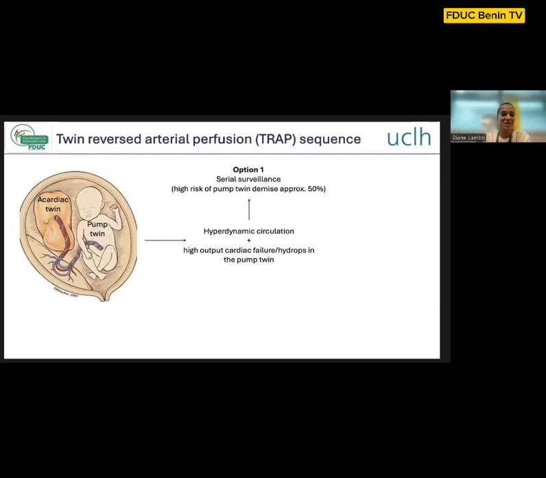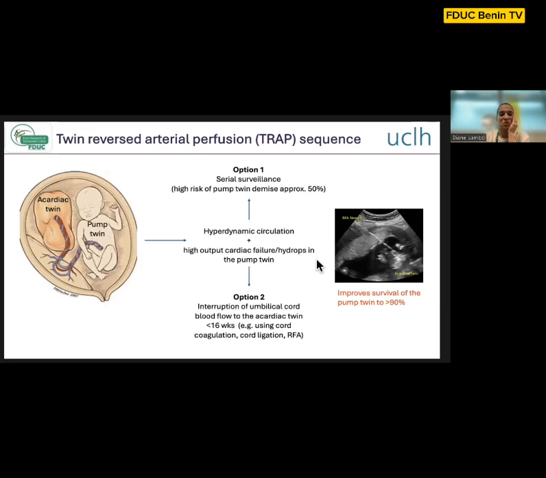So when you see this, you have two options. One option is that you can say, well, we're going to do nothing. We're just going to scan and continue to monitor, looking for any signs of high output cardiac failure. The problem with this is that the risk of demise in your healthy twin is quite high. It's reported as around 50%.